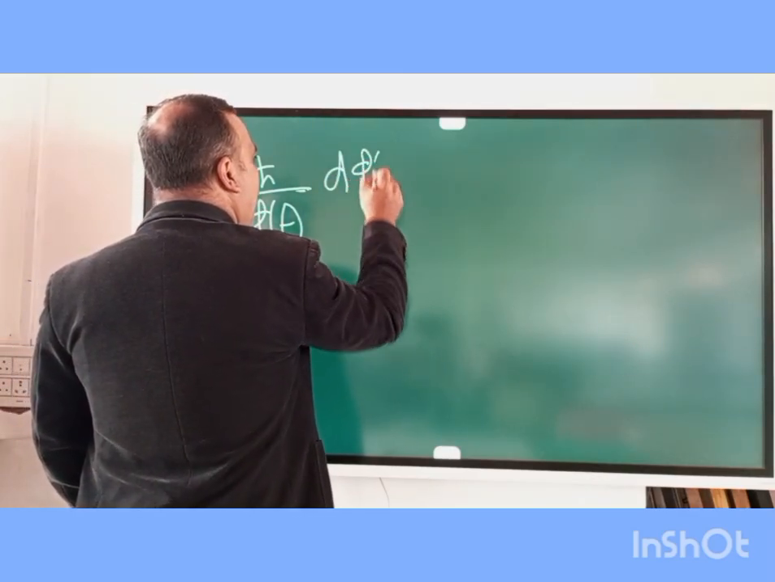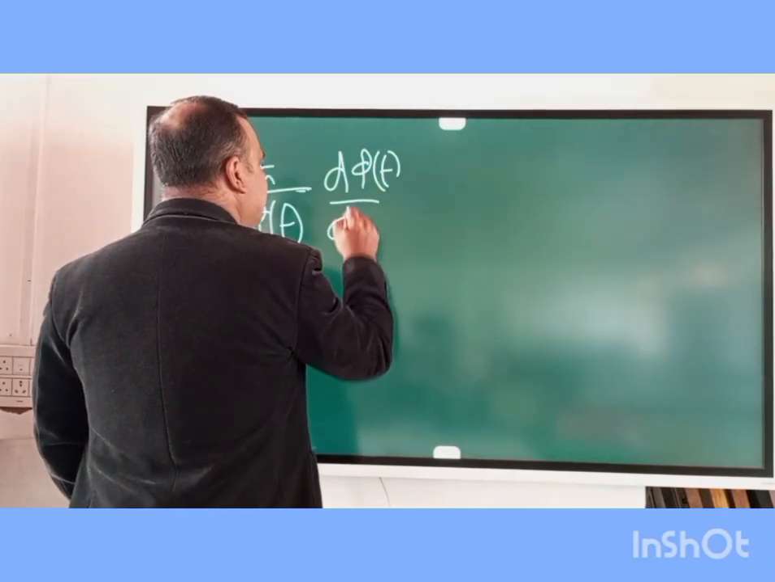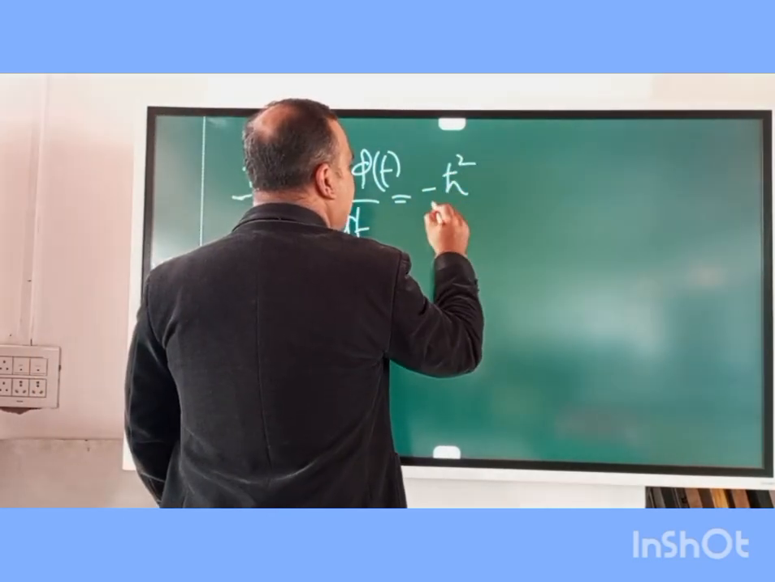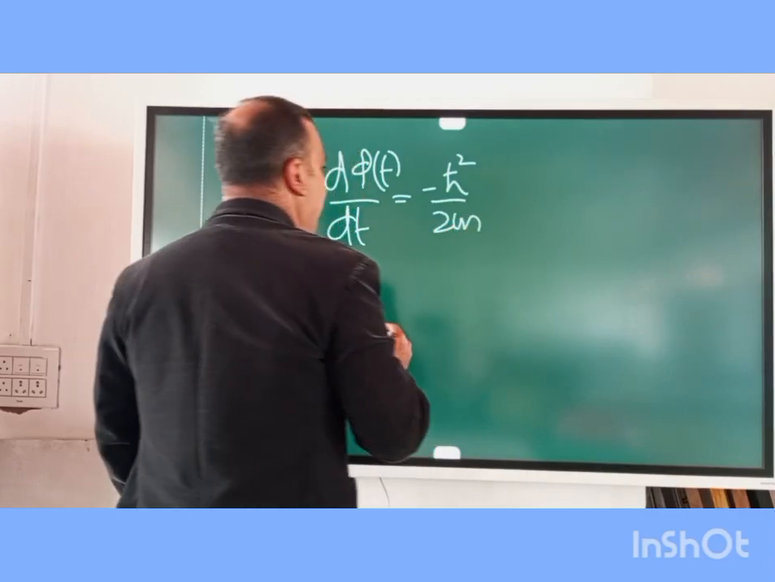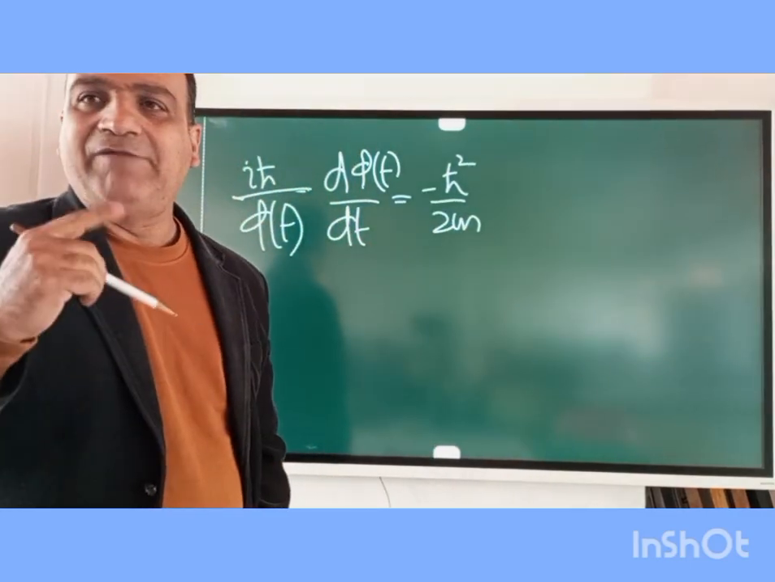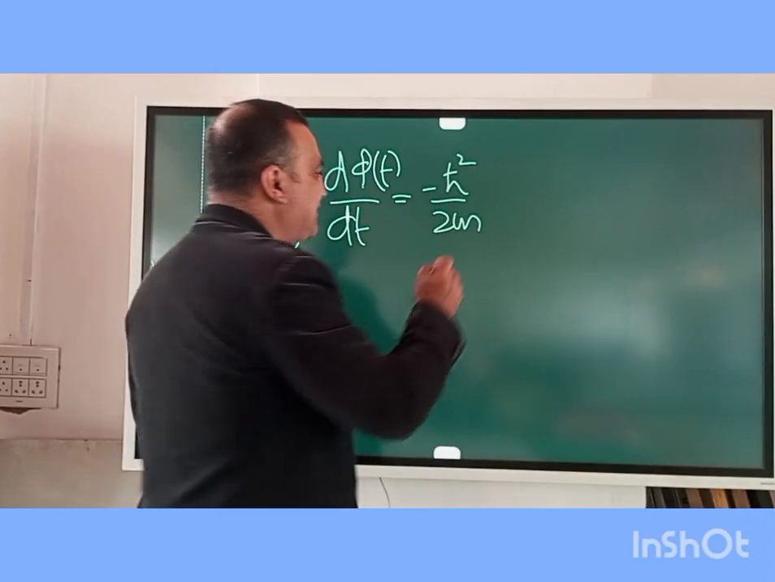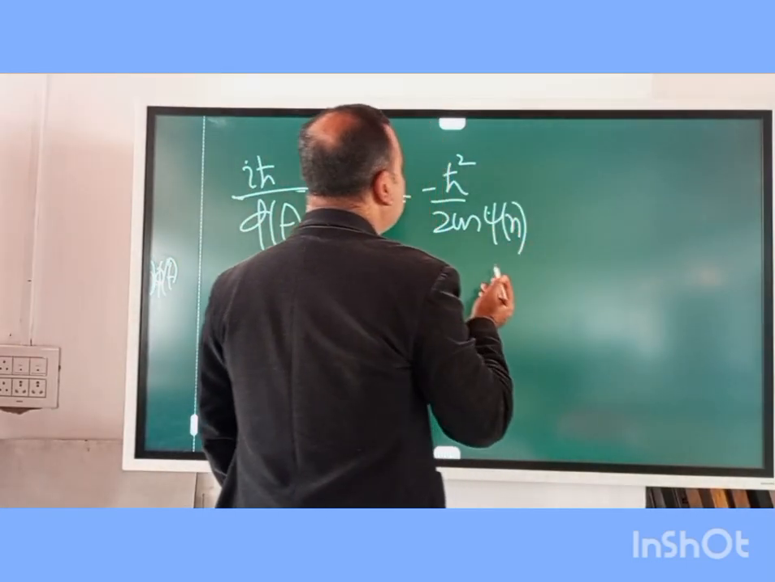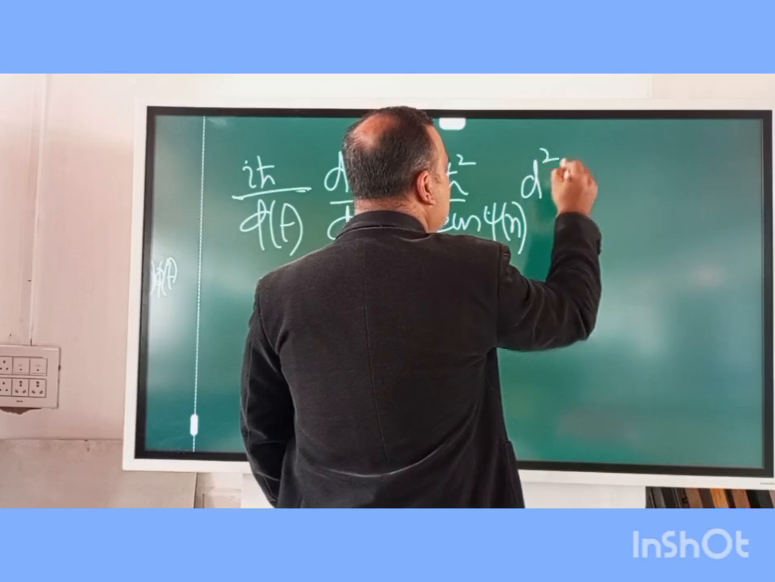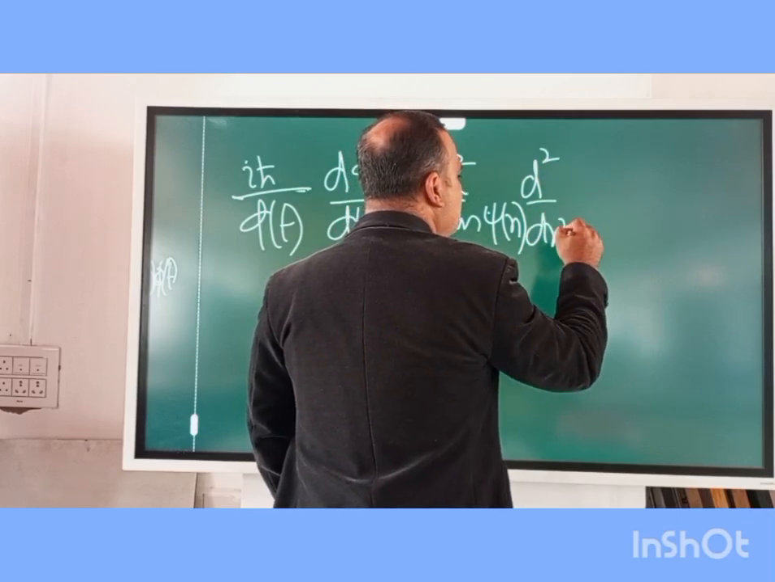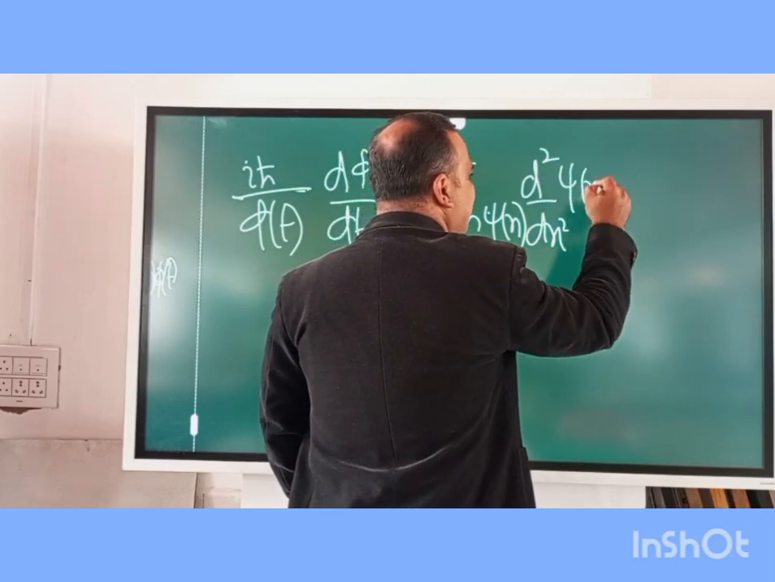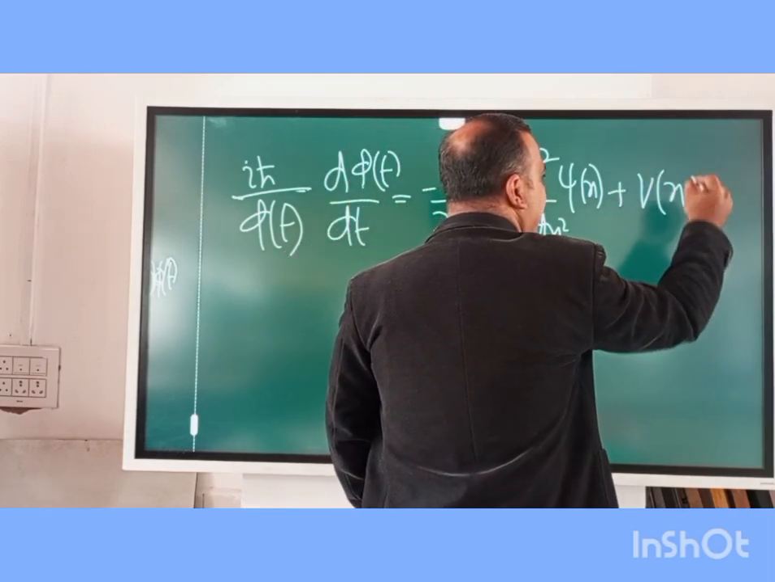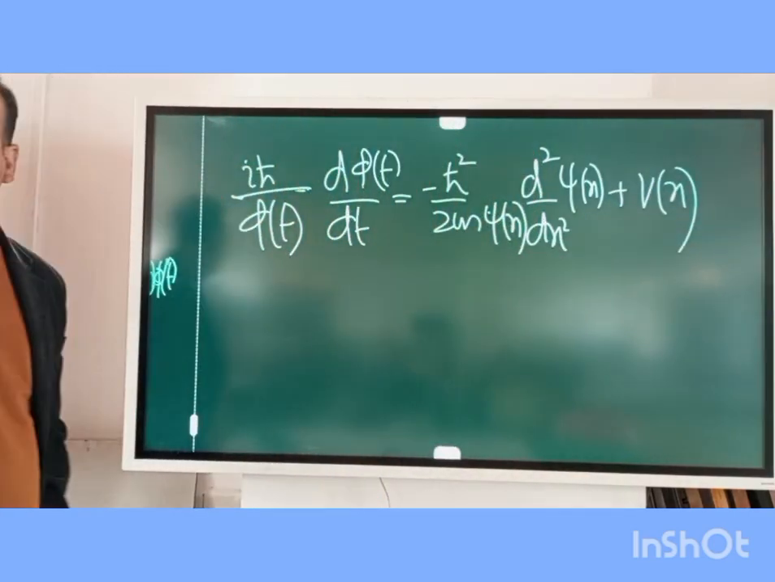d phi of t by dt is equal to minus h bar square by 2m, and what will cancel here? Phi of t, and so we will have psi of x, then d2 by dx2 psi of x alone, and then you will have plus V of x alone here, right? Yes, it will be alone.